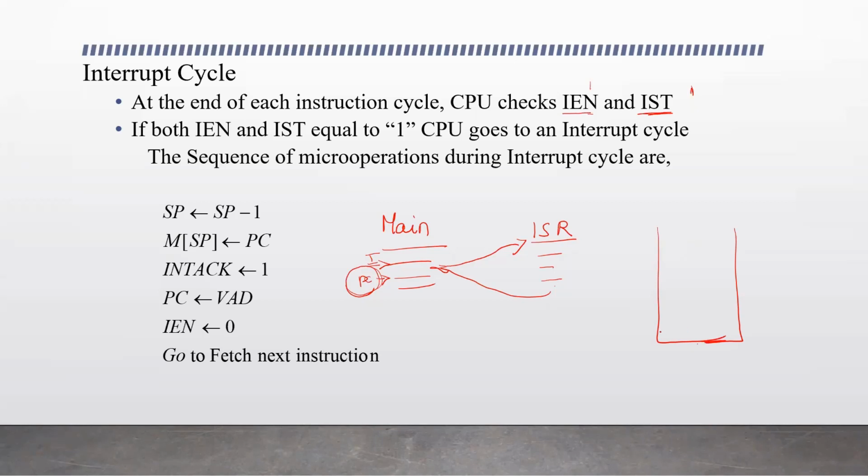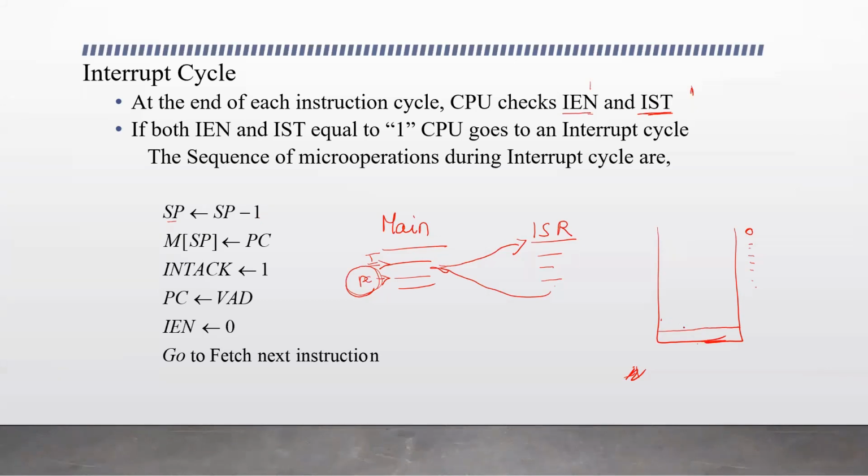It is stored in the stack. Here it is the memory stack. The addresses go in decreasing order, so the last address has to be decremented. That's why the first micro operation is SP minus 1.